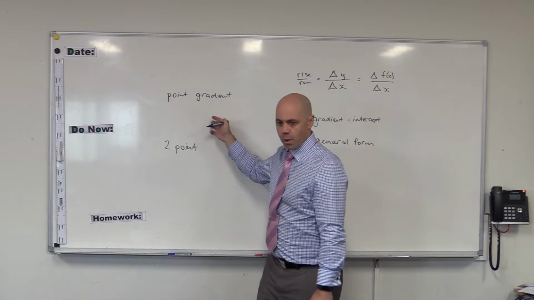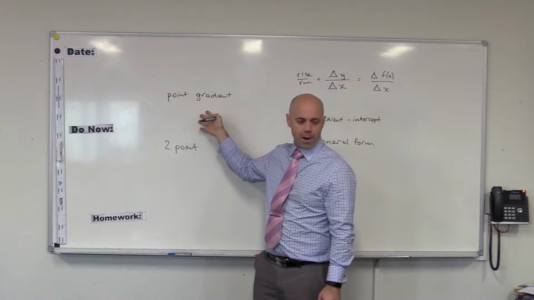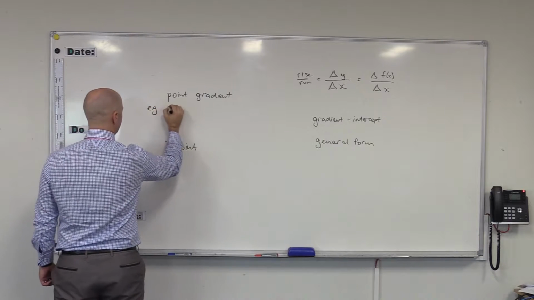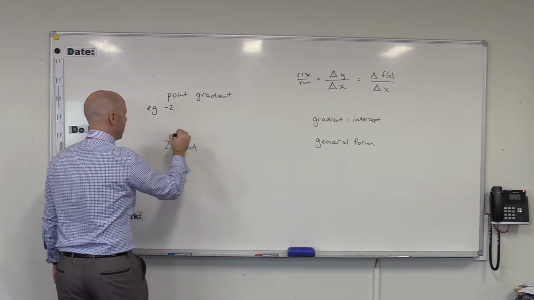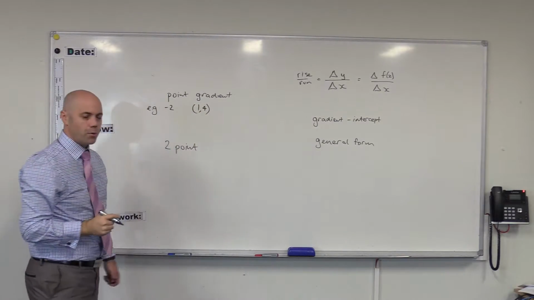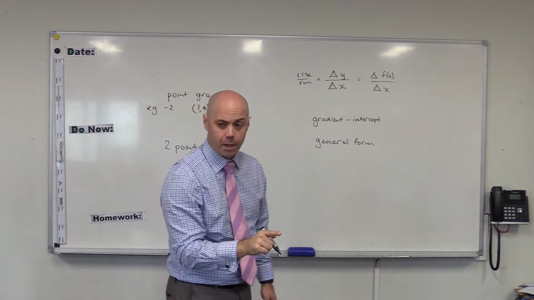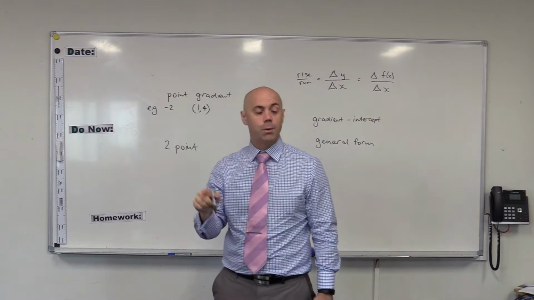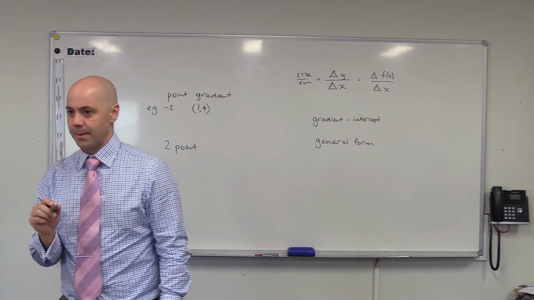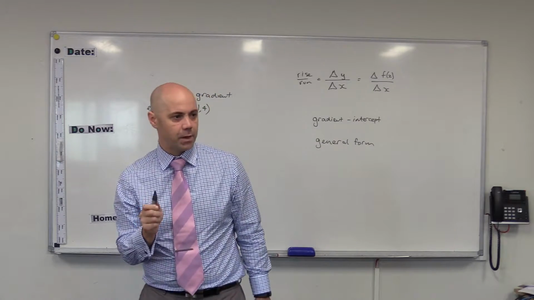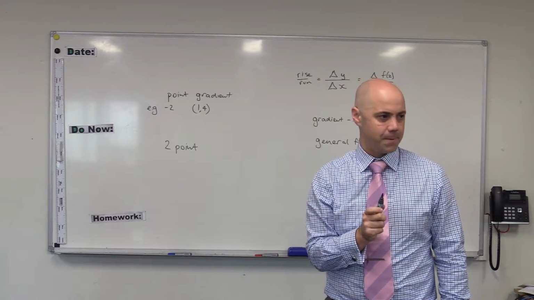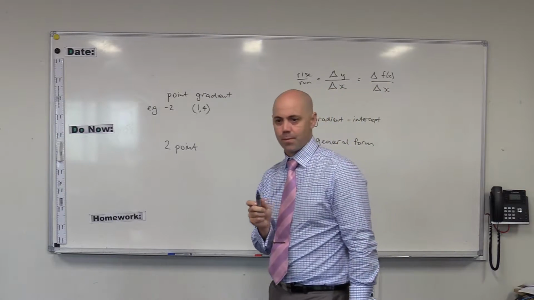Does anyone know the equation if I have a gradient and a point? Let's put some examples in so you know exactly what I'm talking about. A gradient of -2 and a point of (1, 4). If we know that a linear function has a gradient of -2 and goes through the point (1, 4), how can we work out the equation of that function? Anyone remember? I may well have given it to you in the last lesson as well. Talked about it briefly. Anyone?